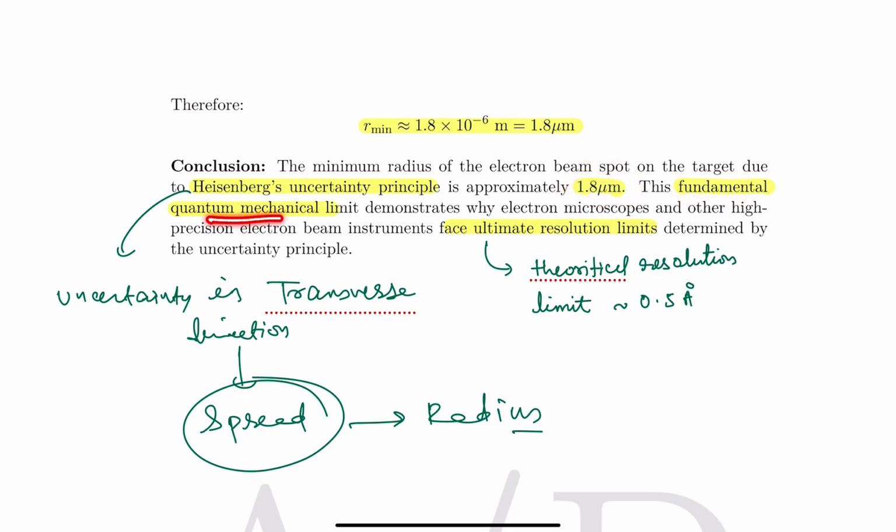This fundamental quantum mechanical limit demonstrates why electron microscopes and other high precision electron beam instruments face an ultimate resolution limit, that you cannot resolve more than that, and that is around half angstrom, which is determined by the uncertainty principle.